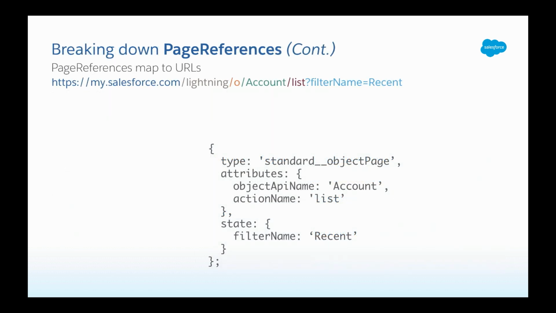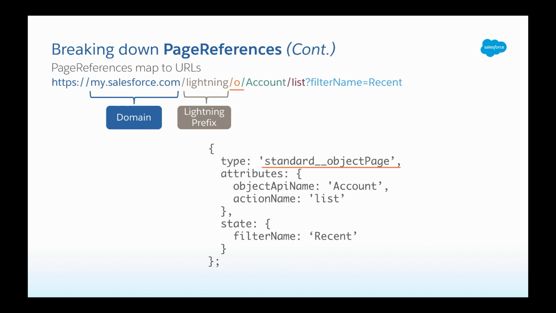So here's a concrete example. This is a URL for account home. Of course, we have a domain and the Lightning prefix. That won't change. With this next segment, /o here corresponds to the type. In this case, standard object page. Then we have the next segment, account, corresponds to the object API name. And the next segment here, list, corresponds to the action name. And then finally, the state here, filter name, recent, corresponds to the query parameters.